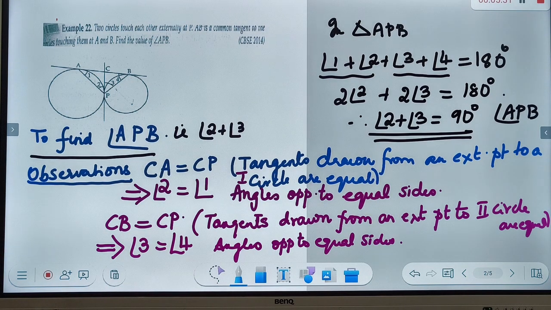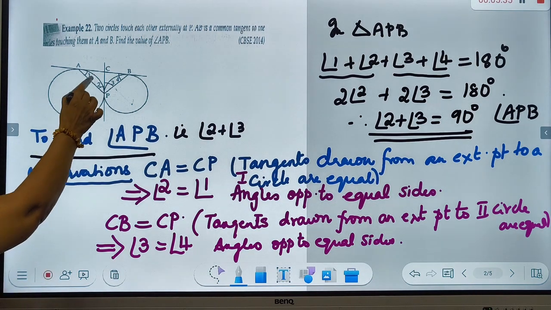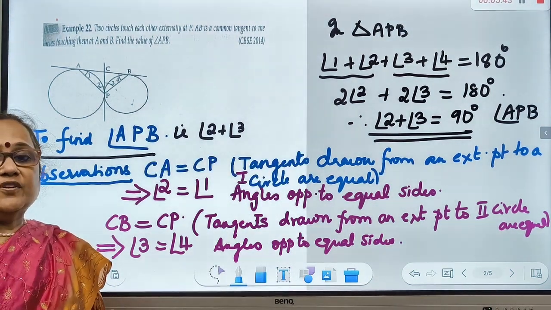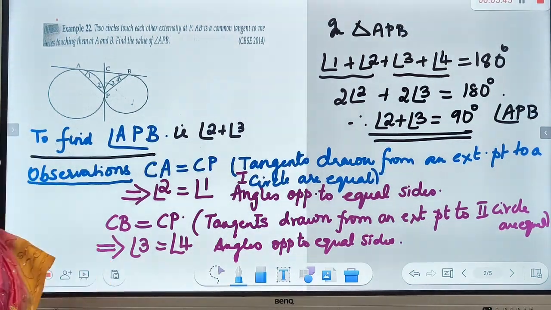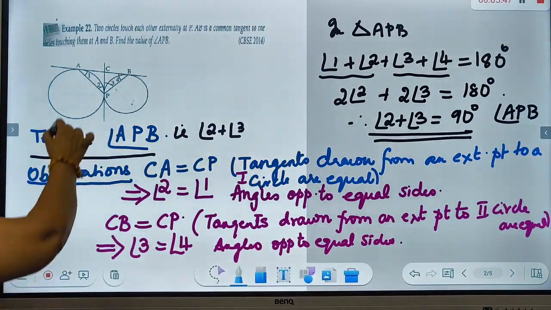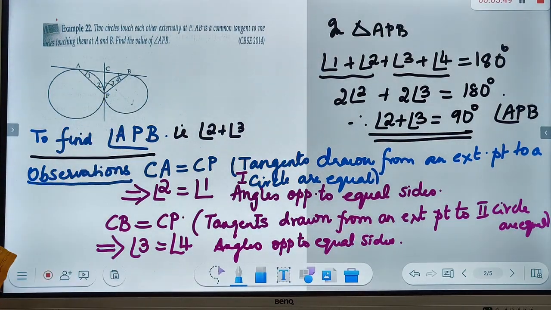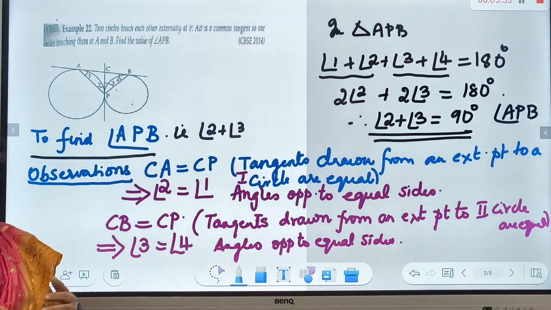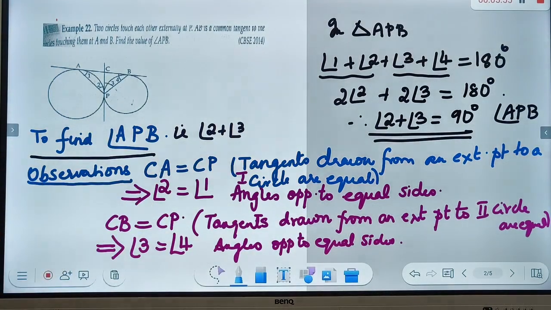So what is the property of the tangents that we are using here? The lengths of the tangents drawn from an external point to a circle are equal. That we are using. And if two angles of a triangle are equal, the sides opposite to them are equal. And the sum of the angles in a triangle is 180. So these are the properties of triangles and tangents that we are using in order to find the value of angle APB. Is it clear?